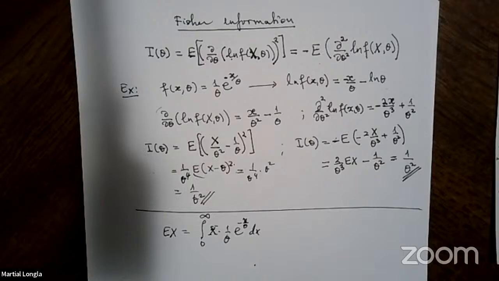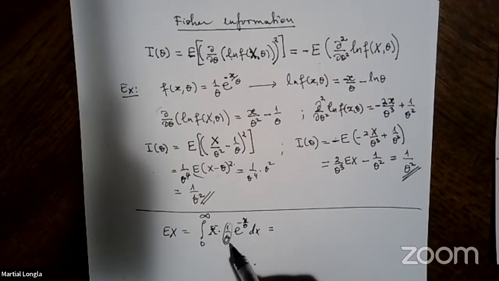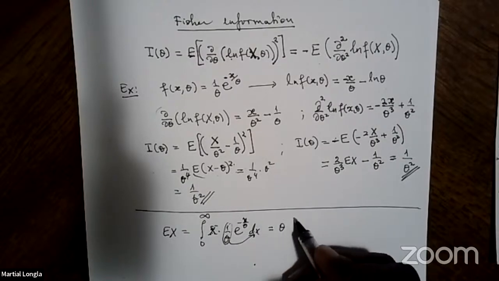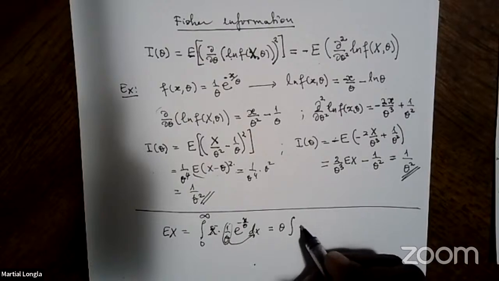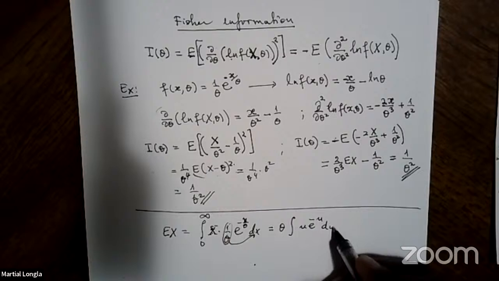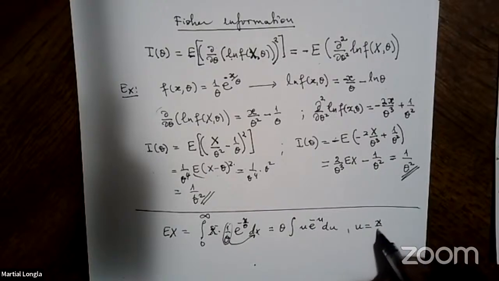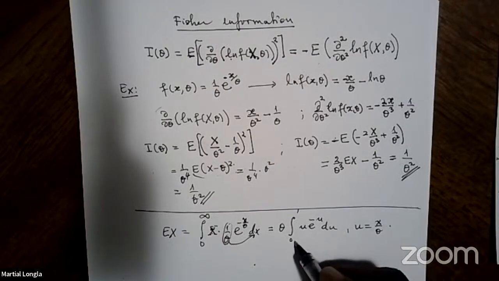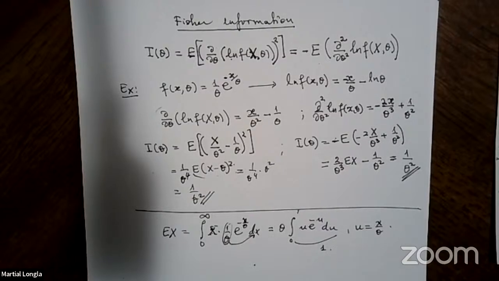dx, right? If you want to compute this, you can see that this 1 over theta can go into dx, but the x that is here will be missing a 1 over theta. So I can put a theta out there, and this becomes the integral of u e to the negative u du, where u is x over theta. This integral is 1. That's why this is theta.